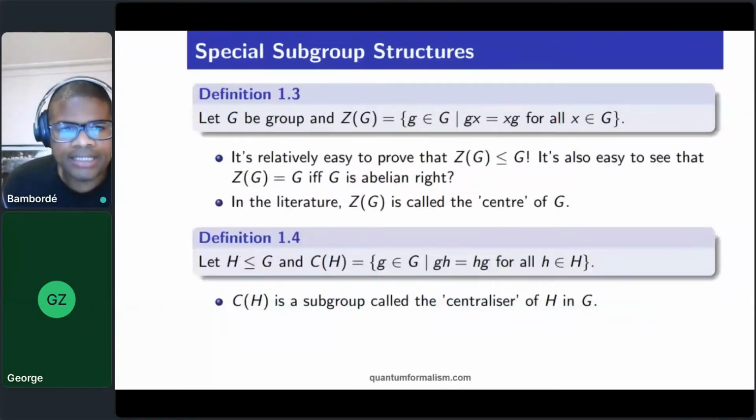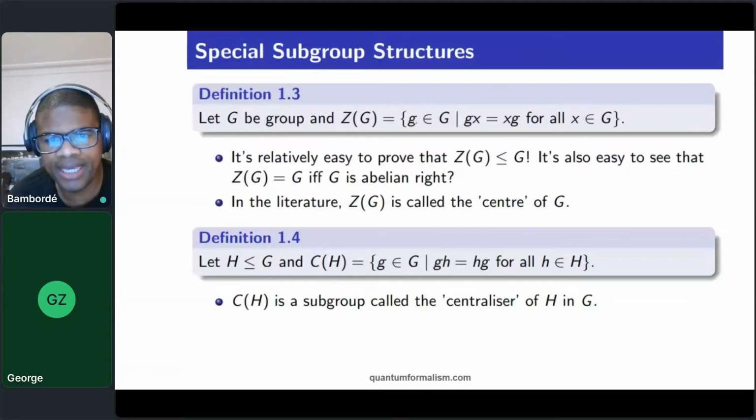Now, here are some special types of subgroup structures of G. The first one is this: given a group, we define Z of G as the set of all elements of G that commute with all the other elements of G. Obviously, this includes the element itself, because every element of a group commutes with itself. This set is called the center of the group.